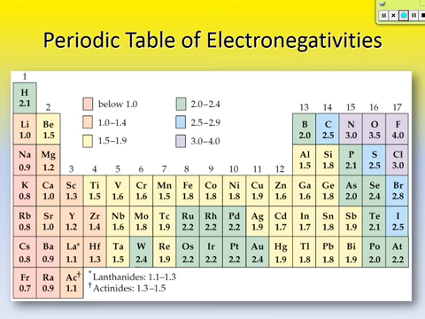What is it for oxygen? 3.5. What is it for fluorine? 4. What is it for sodium over here? 0.9. So our periodic table has these values. Sodium is 0.9, carbon is 2.5, then 3, 3.5, and 4. So you'll notice the trend, it does go like this. It gets larger as you move up and to the right.